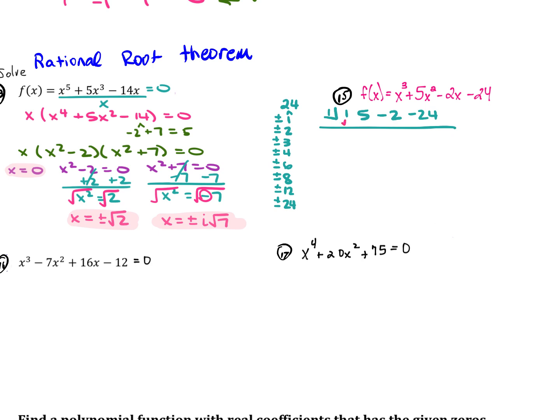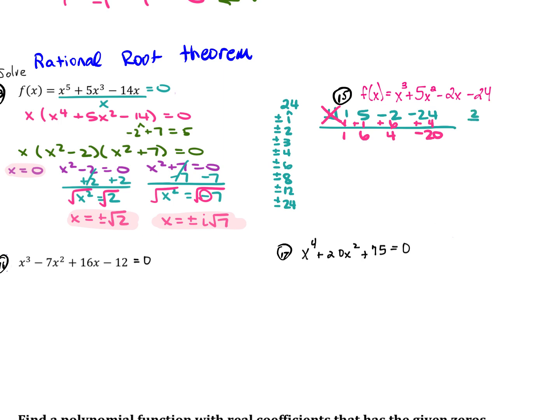The 1 drops down. 1 times 1 is 1. Add that with the 5, that's 6. 6 times 1 is 6. Add that with the negative 2, that's 4. 4 times 1 is 4. Add that with the negative 24, that's negative 20. That does not give you a 0 for a remainder, so that's not your answer.